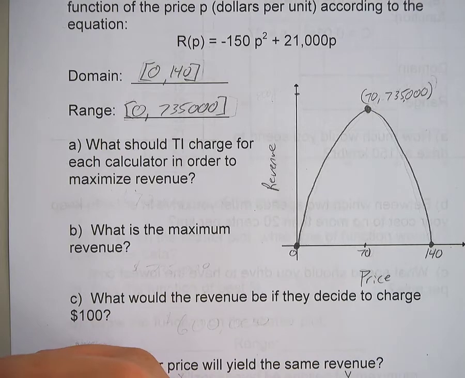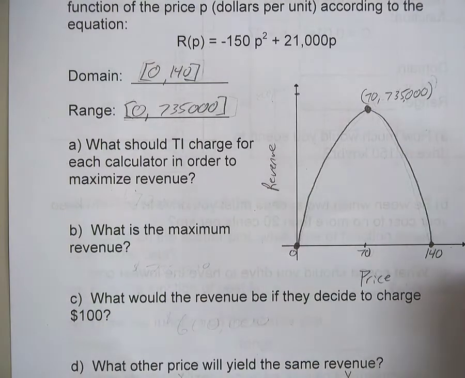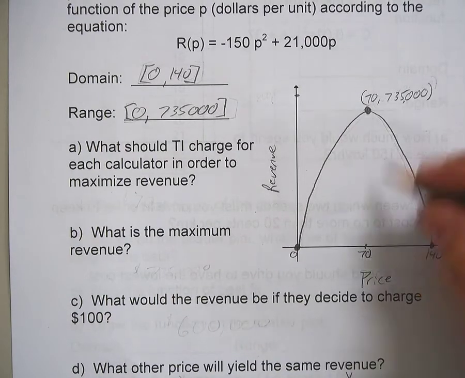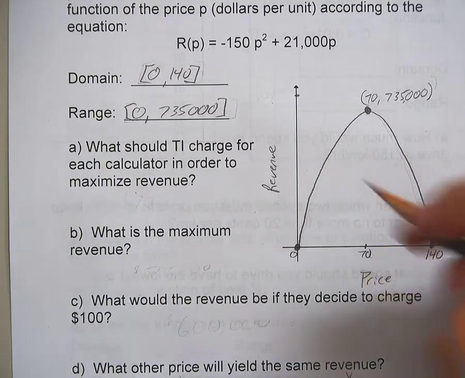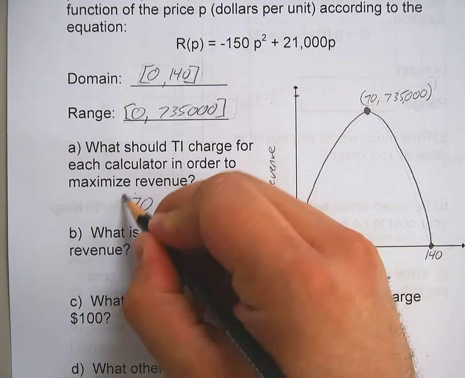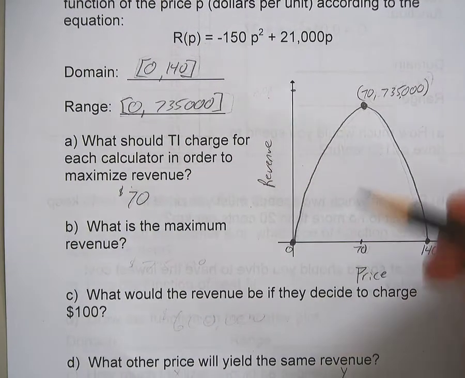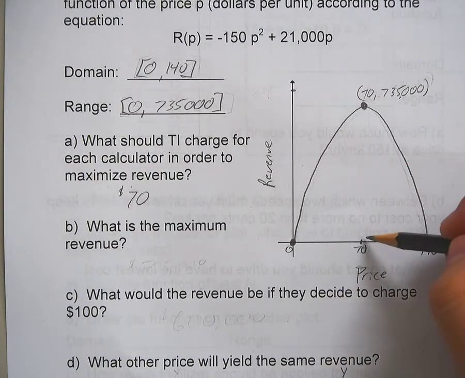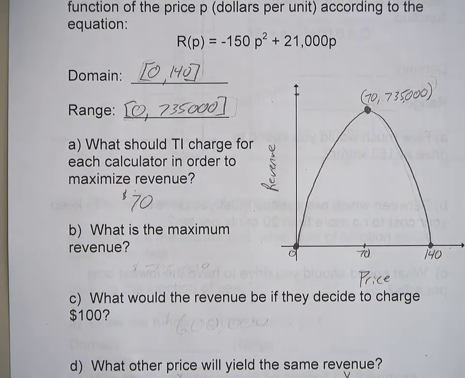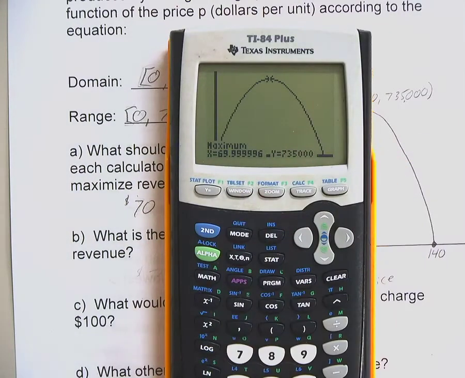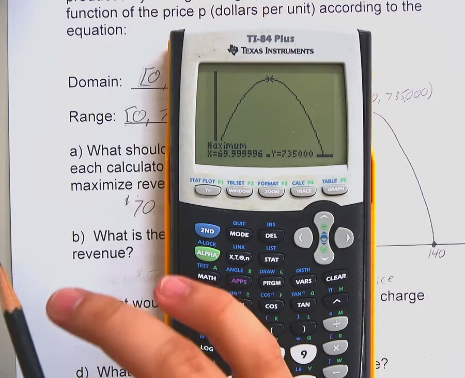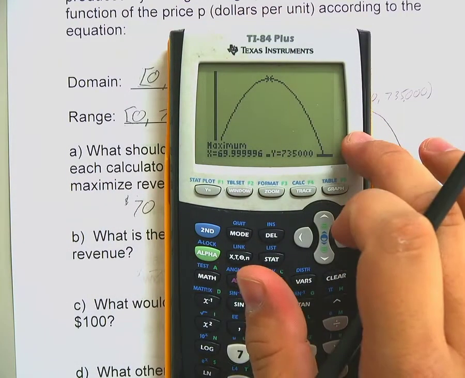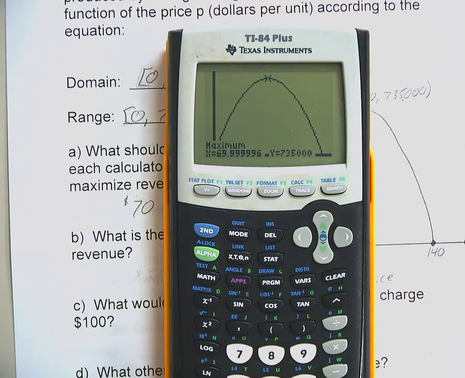So what should TI charge in order to maximize revenue? Well, they should charge $70 because that's your maximum. If you charge 70 bucks, you're going to maximize your revenue. Now, this makes sense here because if I showed you this calculator and I said this can be yours for $70, that's a pretty good bargain considering this one right here actually goes for about 120. So that's a good deal. Yeah, I'm going to buy one.